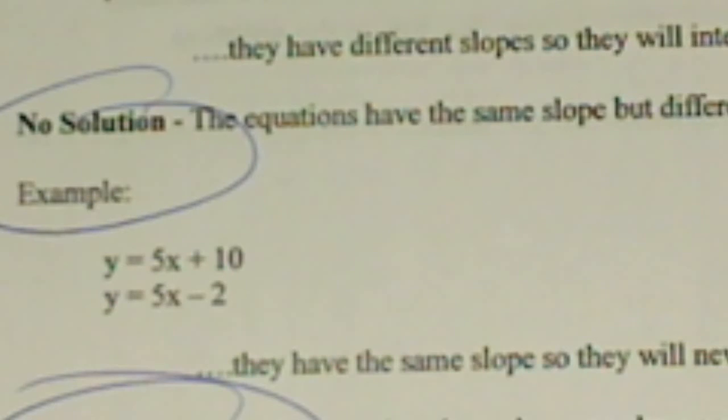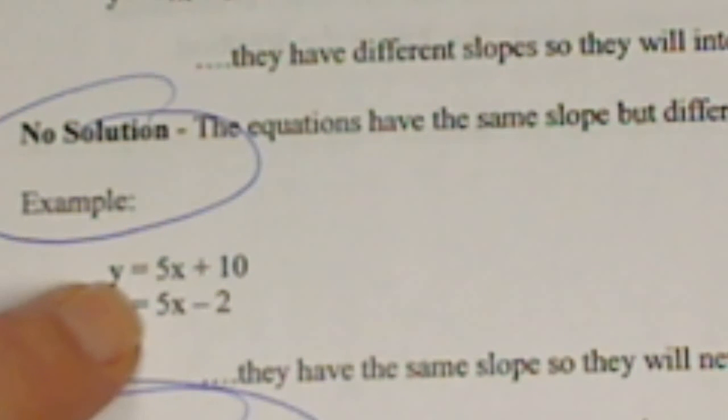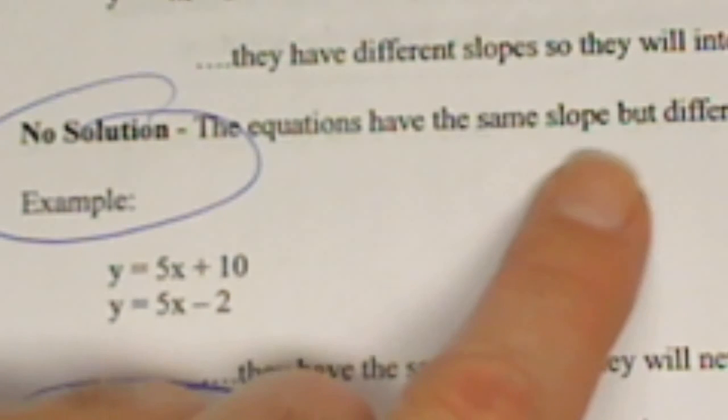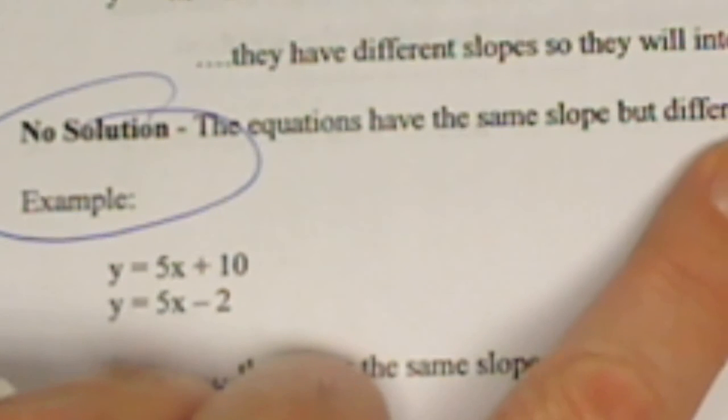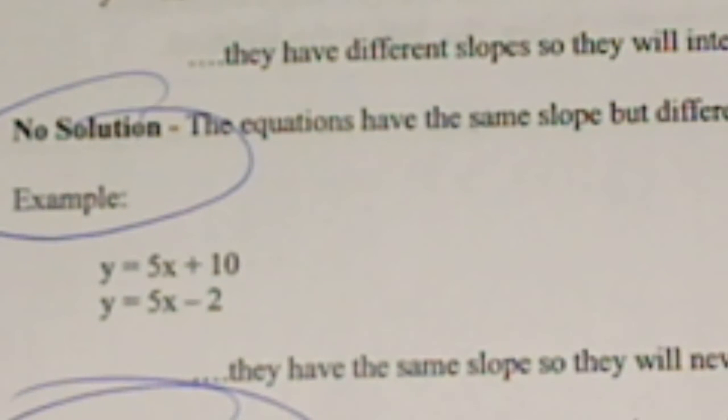Next one, no solution. If you look here, the slope is exactly the same. They're both 5. So they're both going up 5 and over 1, which means they're both at the same angle on the graph, which means they will never cross each other. They're actually parallel. So if the equations have the same slope but different y-intercepts, they just start at different points. They're going to run right next to each other, parallel, and they'll never cross each other. So there is no solution, because again, the solution is where they cross. If they don't cross, there's no solution.